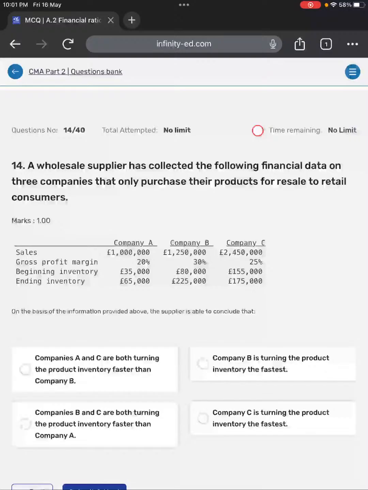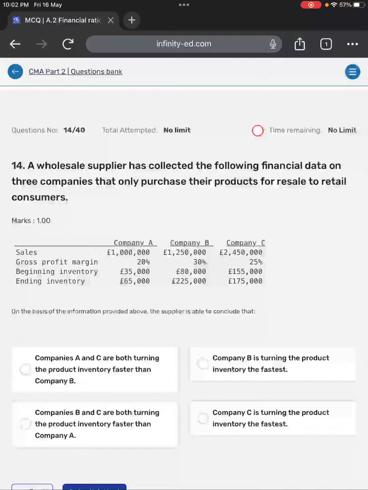It's asking about the inventory days sale. Okay, how can we calculate this one? First, inventory beginning 35,000, average inventory 35,000 plus 65,000 divided by 2 comes to 50,000. Average inventory for company A. Gross profit margin 20%, sales 1,000,000, we can say simply 1 million. This is a gross profit margin.